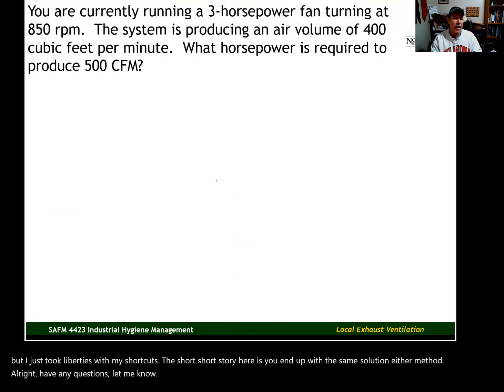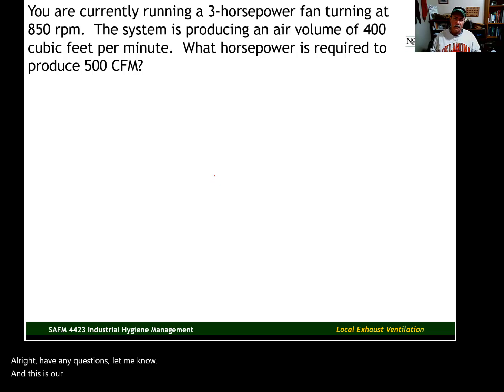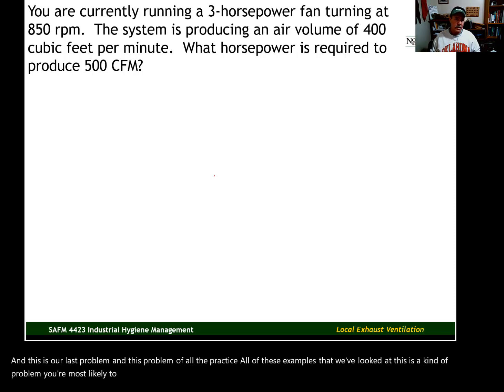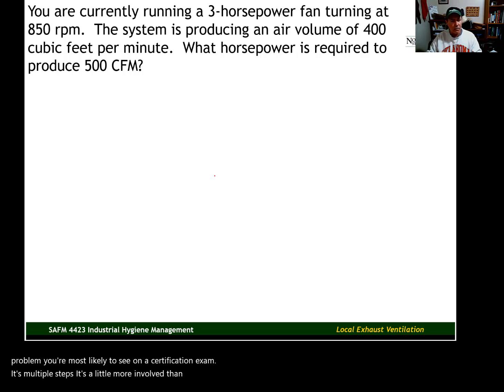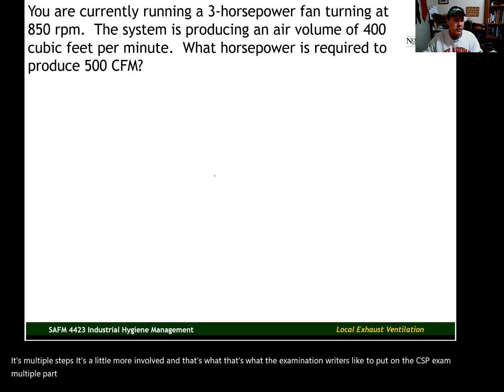And this is our last problem. Of all of these examples that we've looked at, this is the kind of problem you're most likely to see on a certification exam. It's multiple steps and a little more involved, and that's what the examination writers like to put on the CSP exam: multiple part problems. But let's go ahead and dive into it here. Then I'll show you how to solve it.